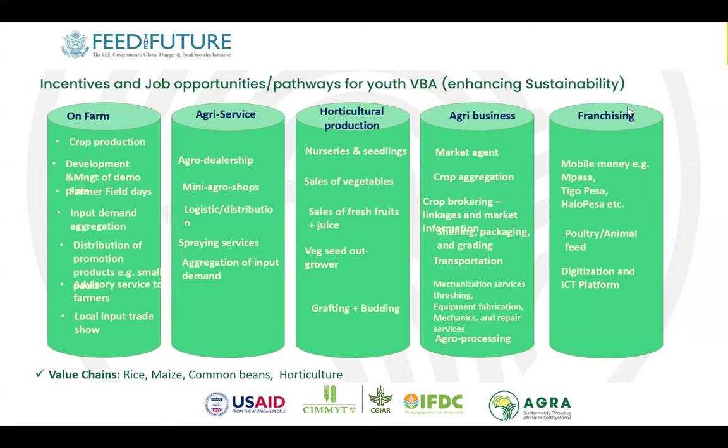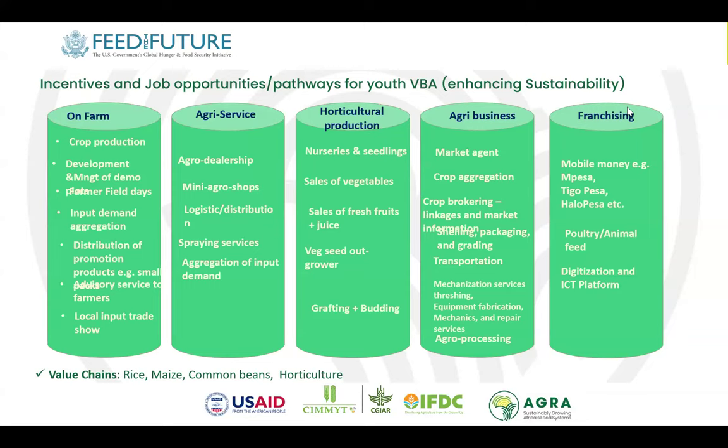So in terms of on-farm, these are avenues and pathways that the majority of VBAs are engaging in in terms of production of crops. As I said before, some are working with seed companies in terms of development and management of demo plots as well as field days. They get some benefits through that. Some manage aggregate input demand from farmers, then submit to Harbor Gorilla, who are given a down payment of 50%, but also distribution of small packs and other technologies.